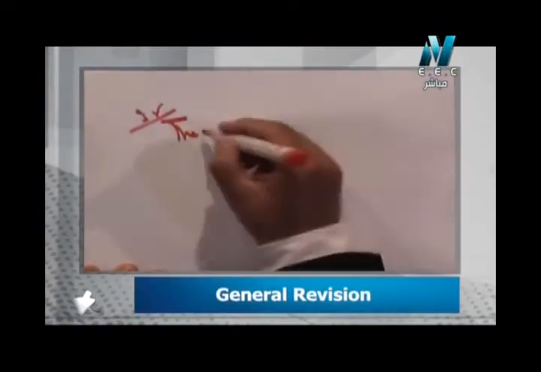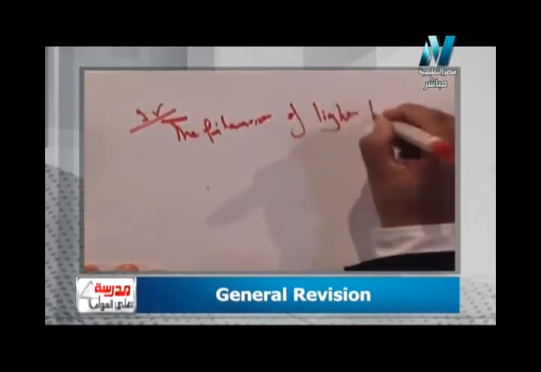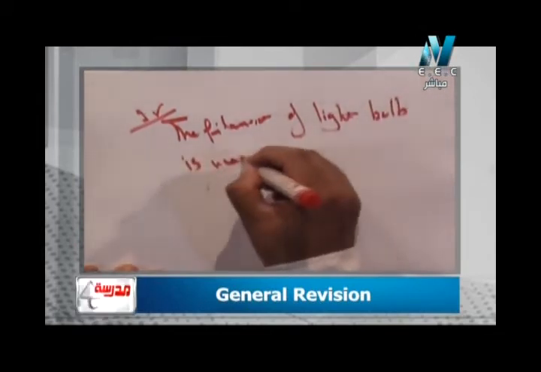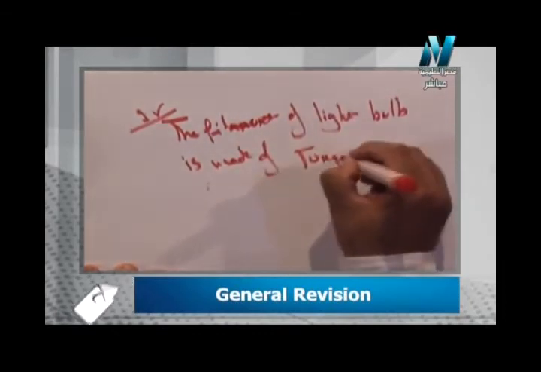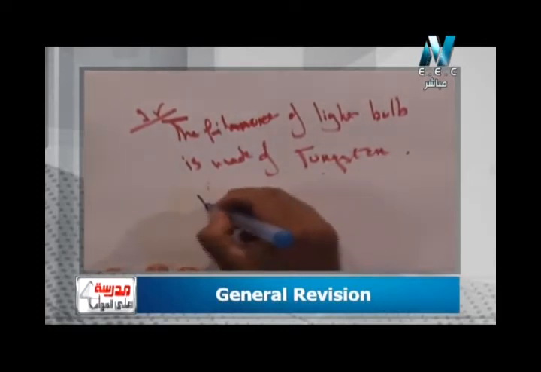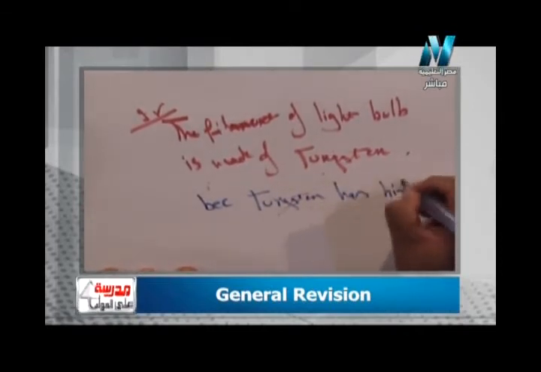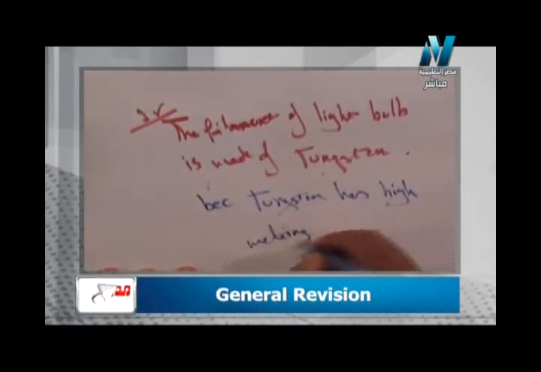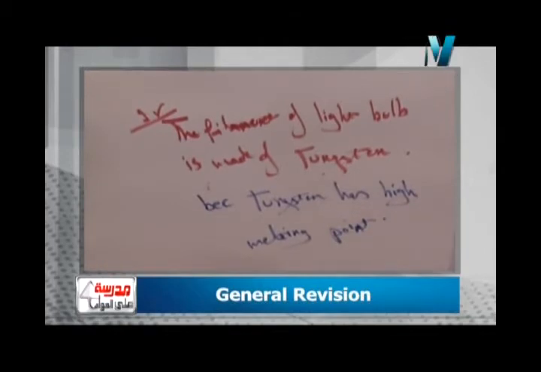Surely the filament of the light bulb is made of tungsten. Why do we use tungsten specifically in the filament? Because we know that tungsten has a high melting point. So again, we use tungsten in making the filament of the light bulb because tungsten has a higher melting point than any other element.